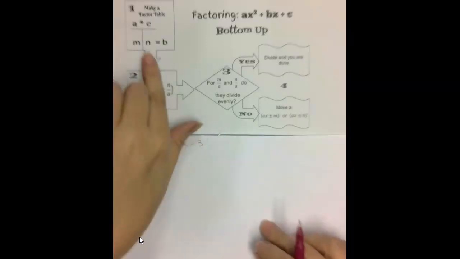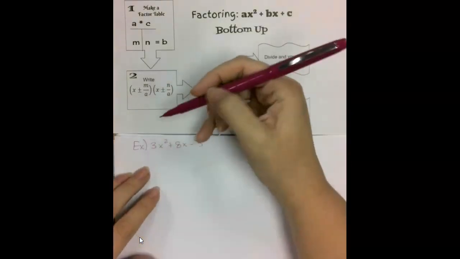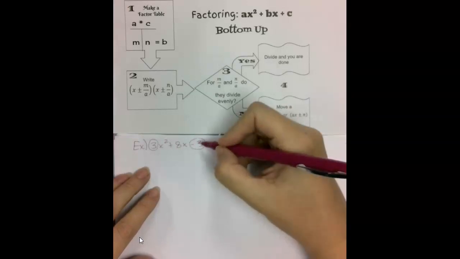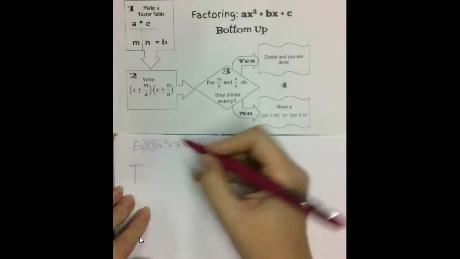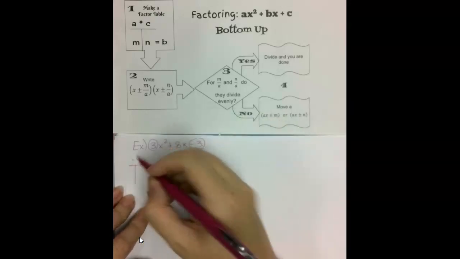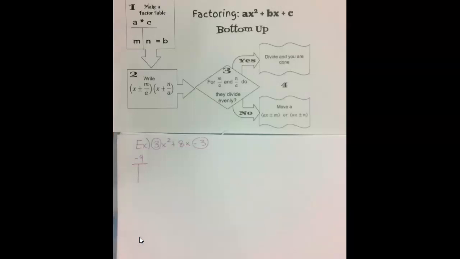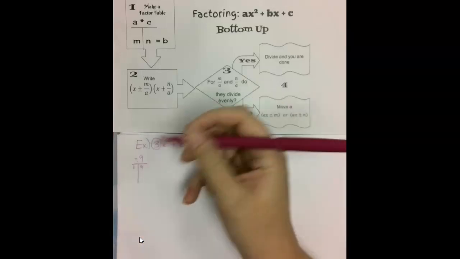Here's my example, and I'm going to start by making a little table. And I do A times C, so I take whatever's this first one, times C, and it has to include the negative, and I multiply those together and I make a little table. So 3 times negative 3 is negative 9. Then I'm going to make a little table of the factors. So 1 times 9, always start off with 1 times whatever.